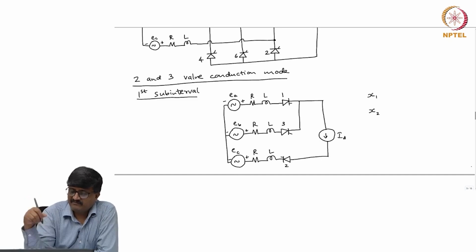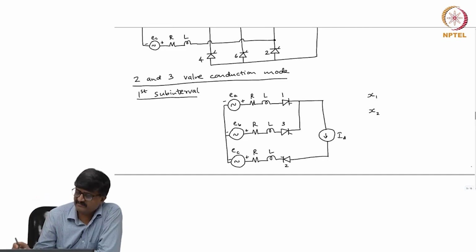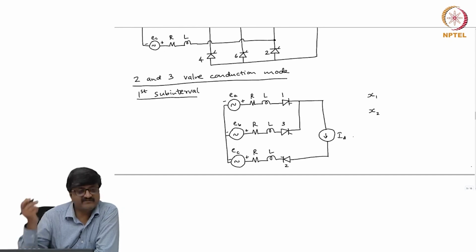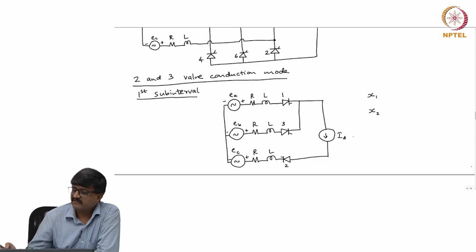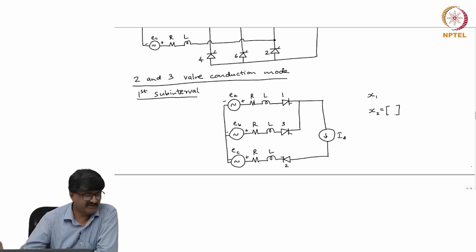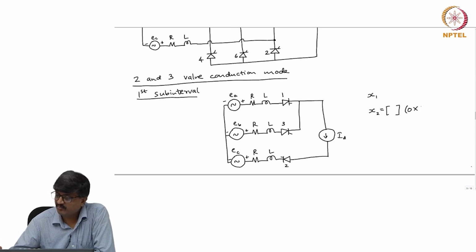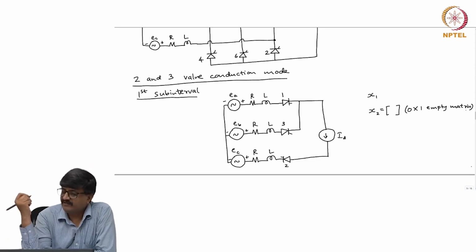Going by what we studied in the case of the circuit without resistance, we know that in this second subinterval, valves 2 and 3 conduct and the current is I d which is constant. So, there is no state variable in the second subinterval. So, x 2 is an empty matrix, it is a 0 cross 1 empty matrix. The size of x 1 is 1 cross 1. So, it has one element more than that in x 2.